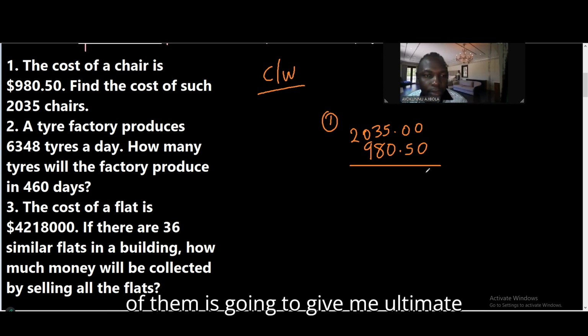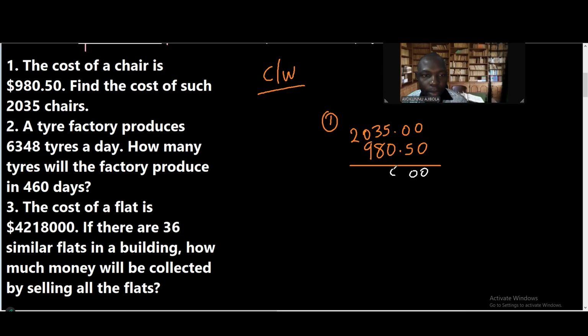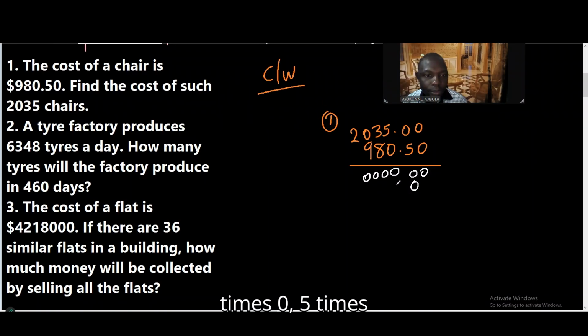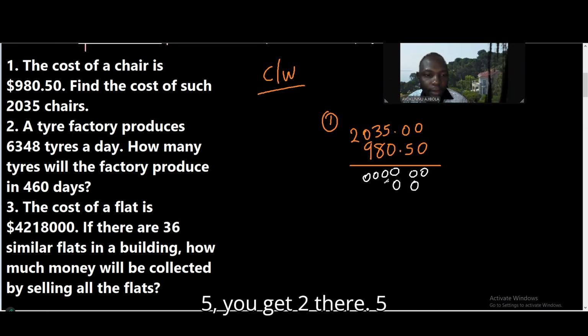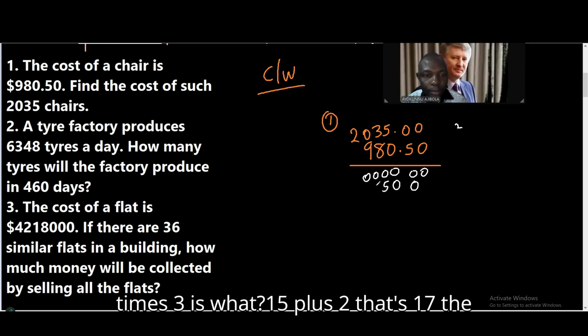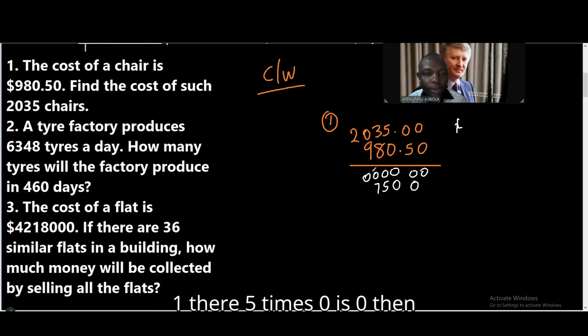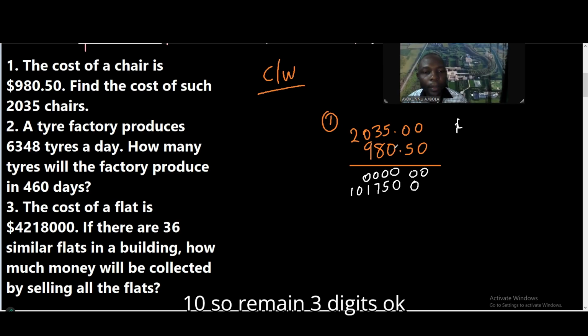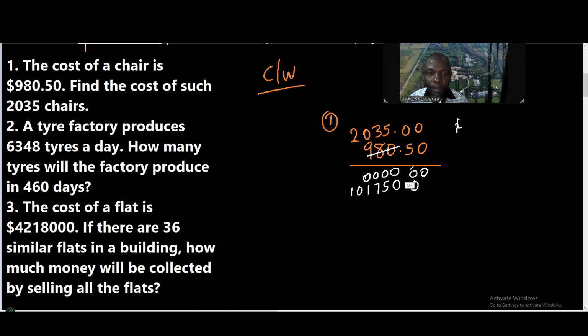Now, here's what we have. 0 times all of them is going to give me zeros there. And 5 times 0, 5 times 0, 5 times 5, you get 2 there. 5 times 3 is what? 15 plus 2, that's 17. You get 1 there. 5 times 0, 0, then 1. And 5 times 2 finally gives me 10. So remaining 3 digits, okay?